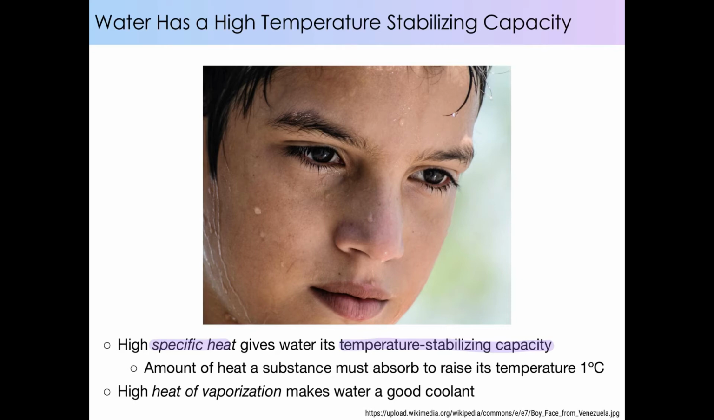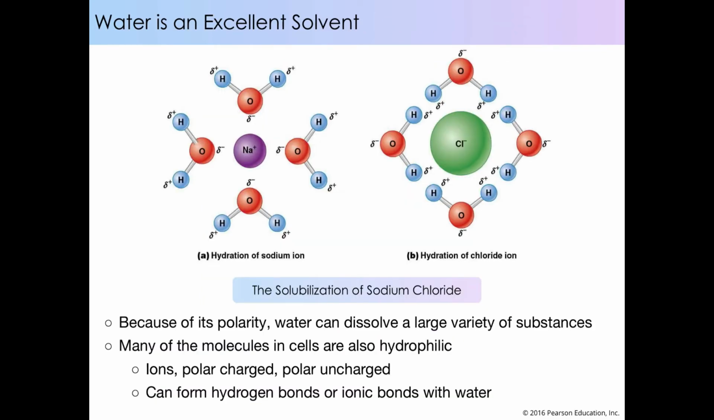In addition to that, water has a high heat of vaporization. So it takes a lot of heat, a lot of energy to break hydrogen bonds so that the liquid water becomes vapor. Because of this, water can be used as a coolant in organisms. When a person sweats, the heat that is required to evaporate the water is drawn from the body, and as a result, the person feels cooler. The polarity of water also makes it an ideal solvent.